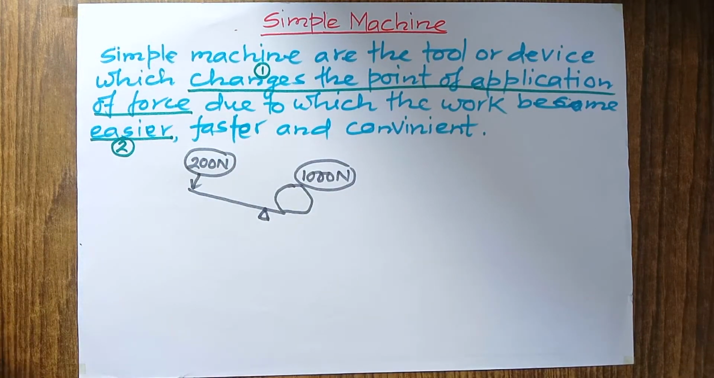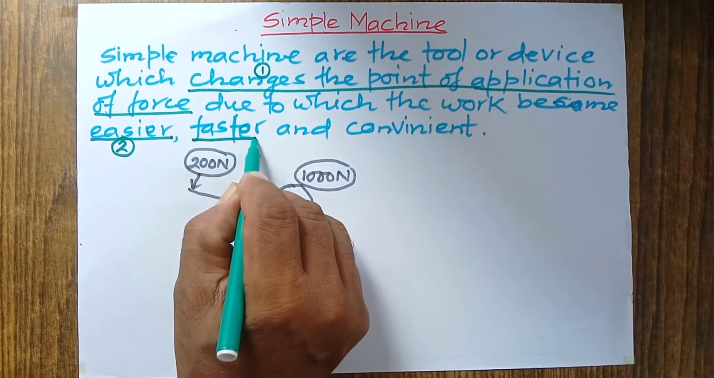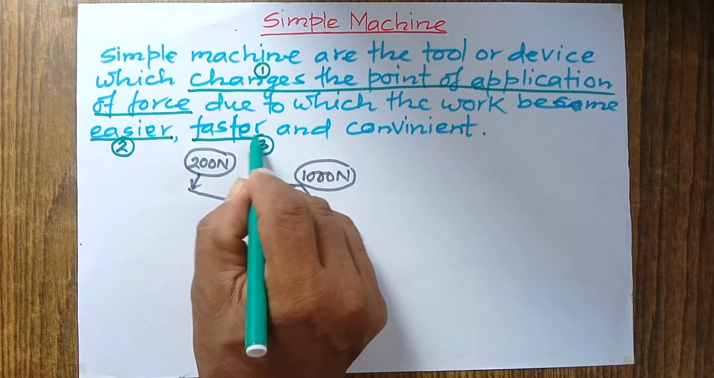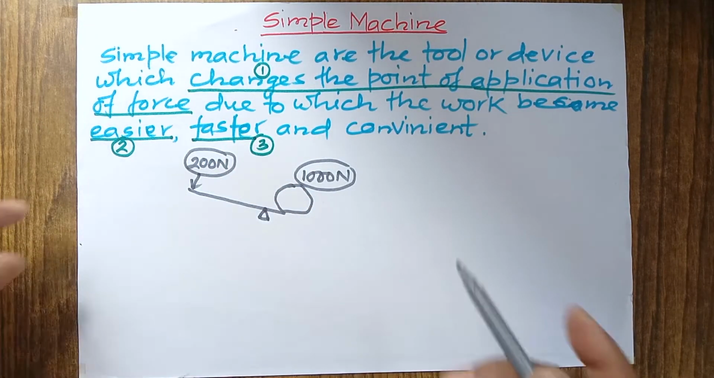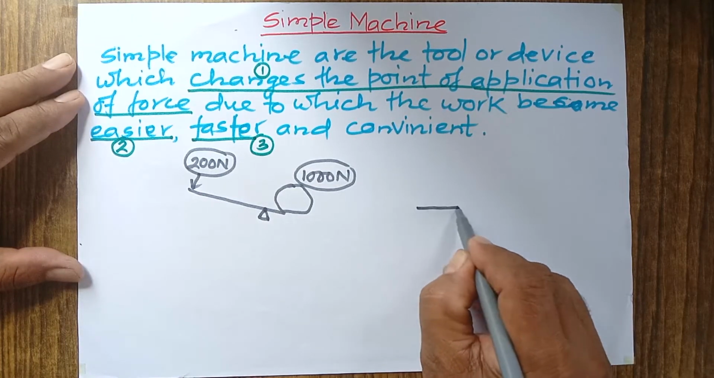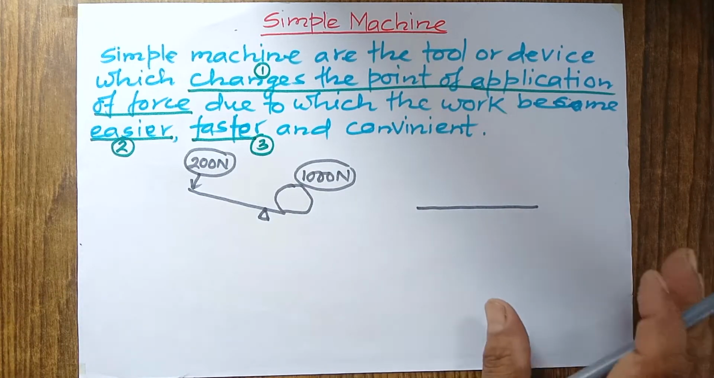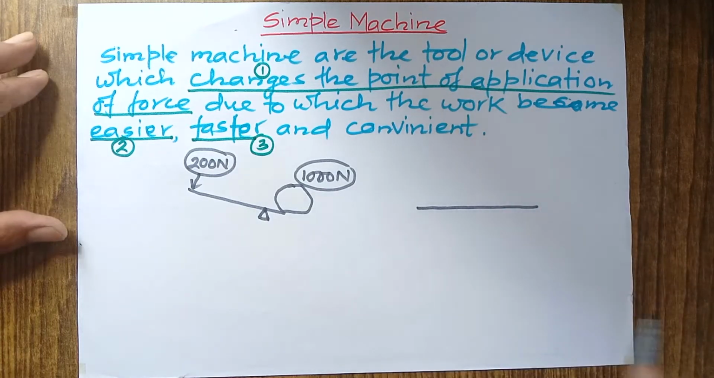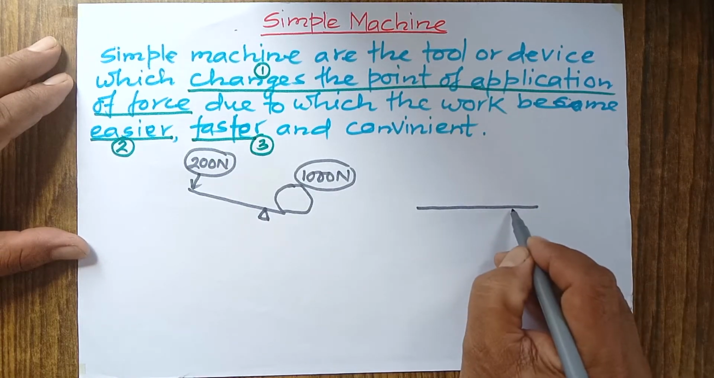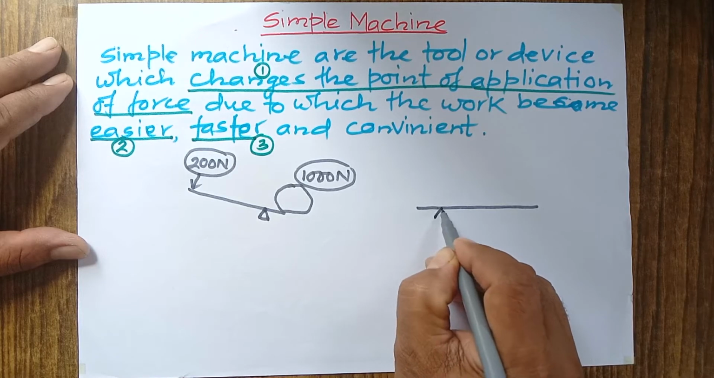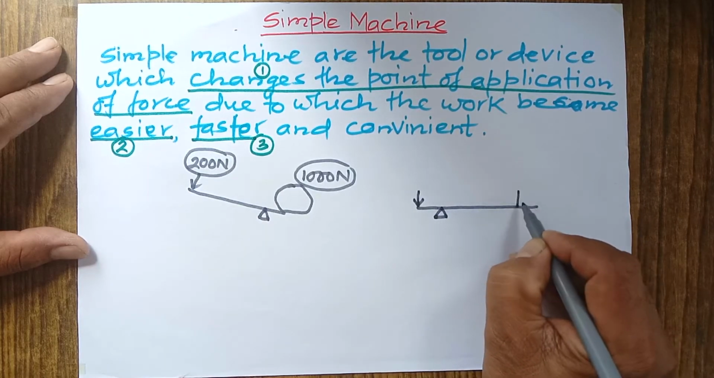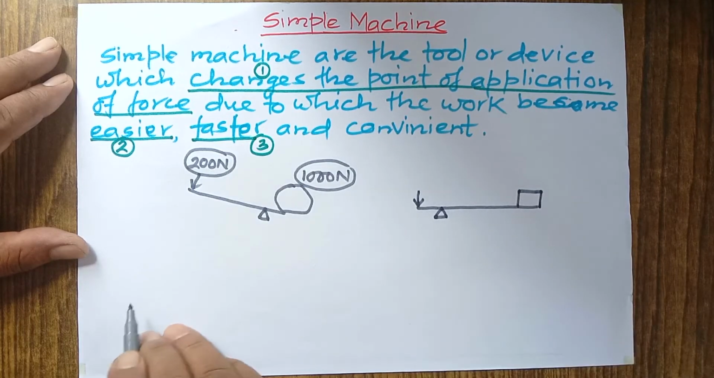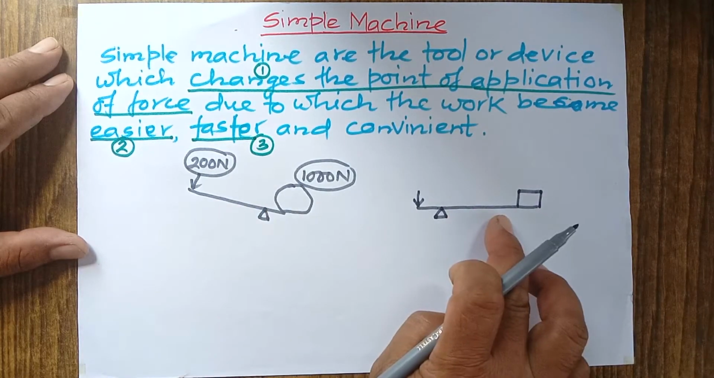Now let's talk about another point. Simple machine makes our work faster also. This is the third point. How does it make our work faster? Let's take another example. Look at this. This is a lever again. It will be better to understand lever very easily than other. This is a lever, and if we have fulcrum at this place and we are applying force at this place to raise a heavy load placed at another end, then what is the difference between this and this?